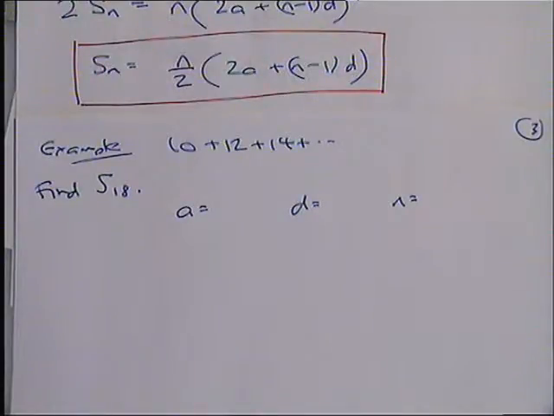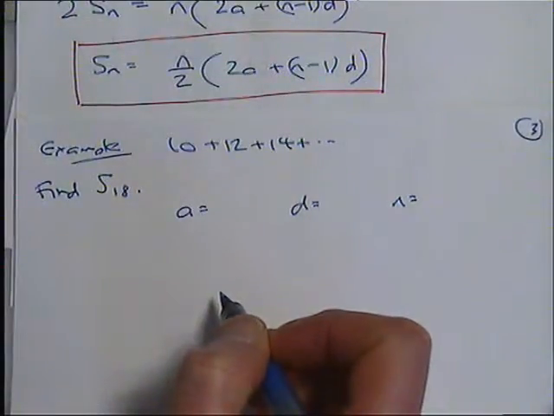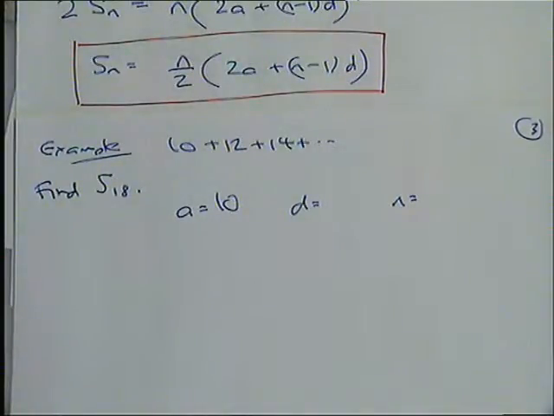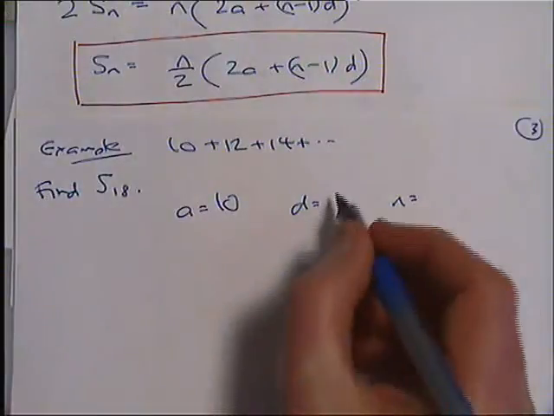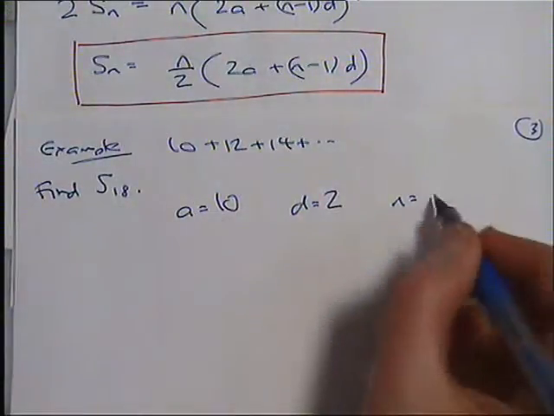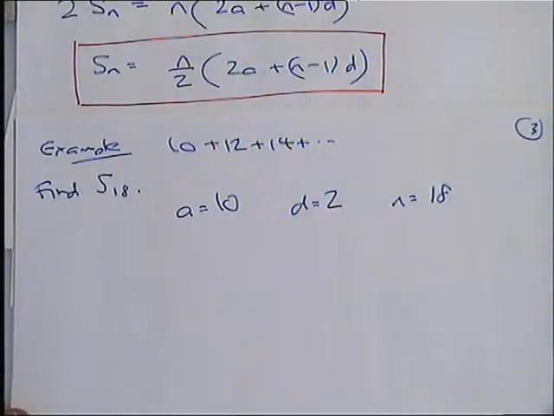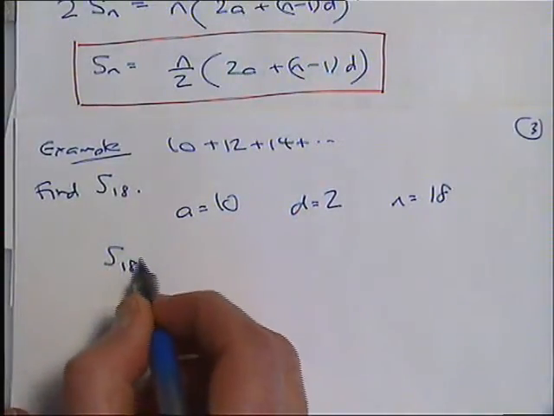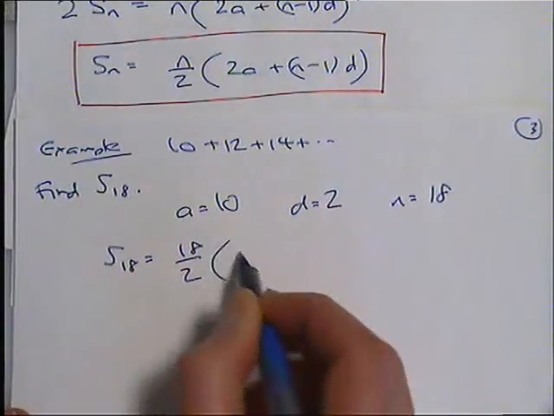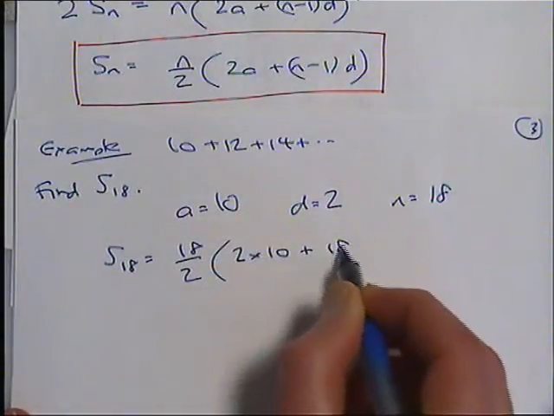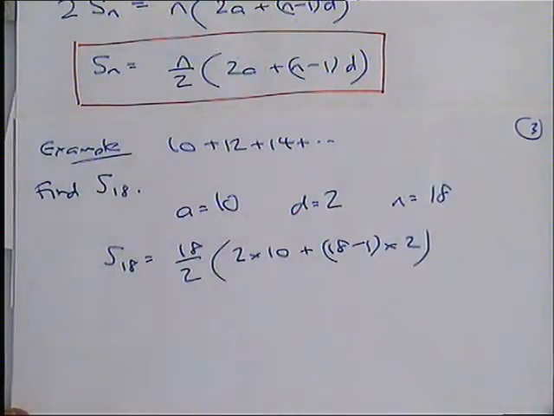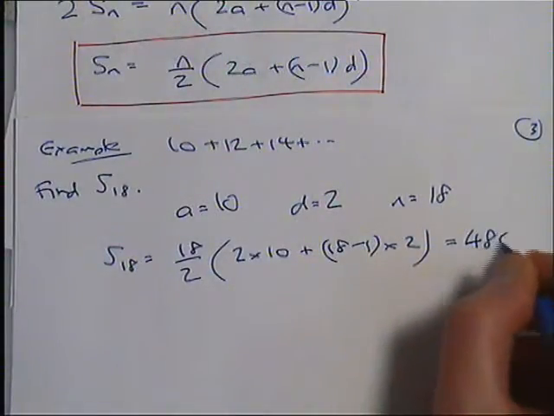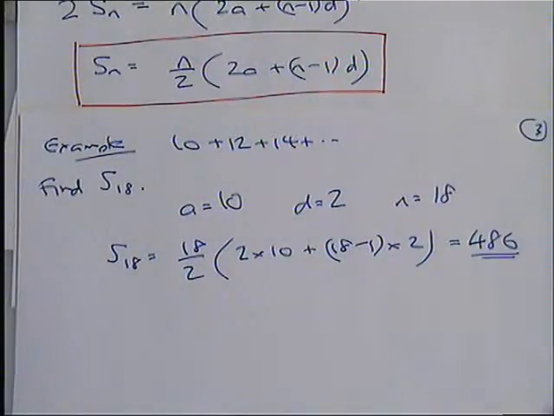So what's A in this example? A is the first term, A is 10. What's D? What am I adding on to get from one to the next? 2. And N here is going to be 18. So if I want to know the sum of those first 18 terms, I can just use the formula that's at the top of the screen. N divided by 2 lots of A, plus N minus 1 lots of D. You can just bung it in the formula and you should get an answer out. You can either do it yourself if you want to, or you can take it on trust that it should be 486. Okay, it's not a difficult formula to use.